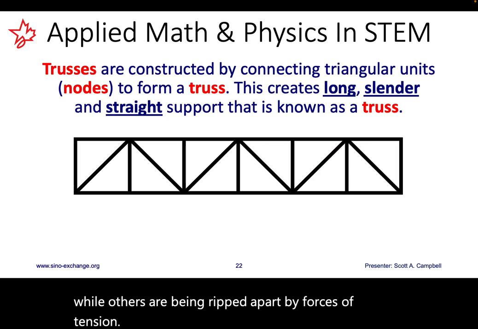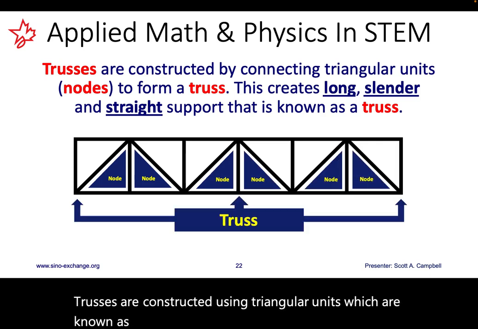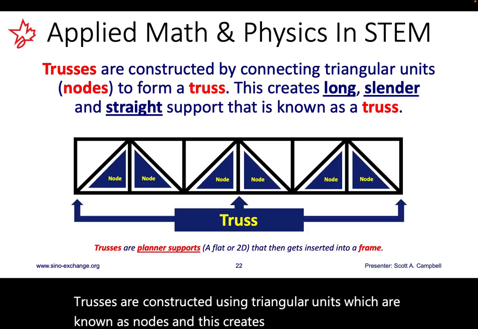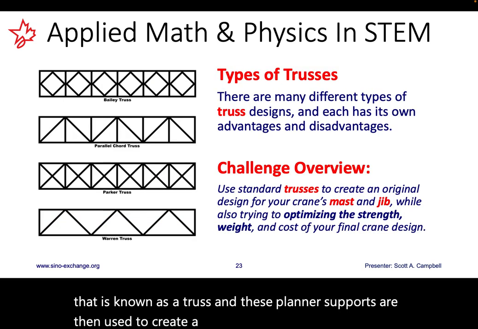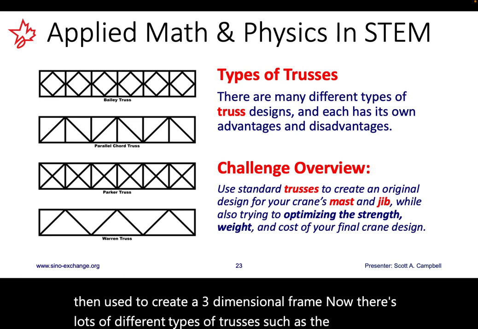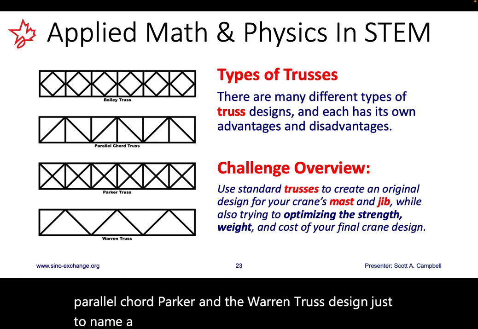Now, trusses are constructed using triangular units, which are known as nodes, and this creates a long planar support that's known as a truss. And these planar supports are then used to create a three-dimensional frame. Now there's lots of different types of trusses such as the Bailey, parallel chord, Parker, and the Warren truss design, just to name a few. And this is where the student's inquiry really comes into play.